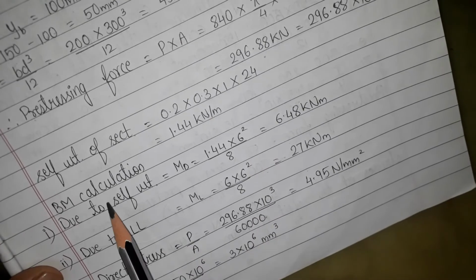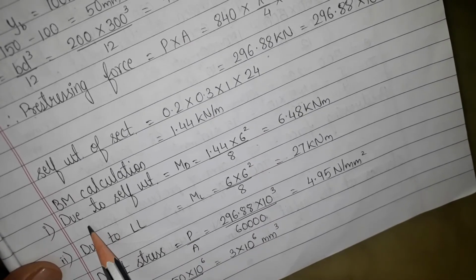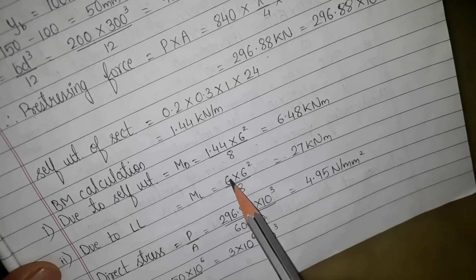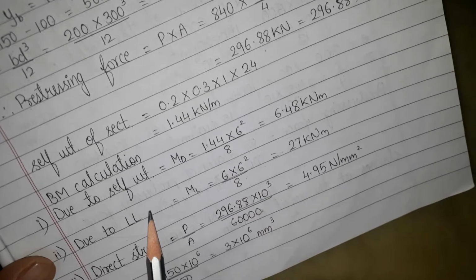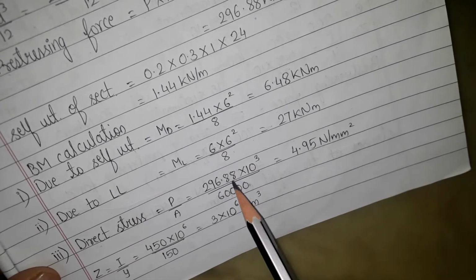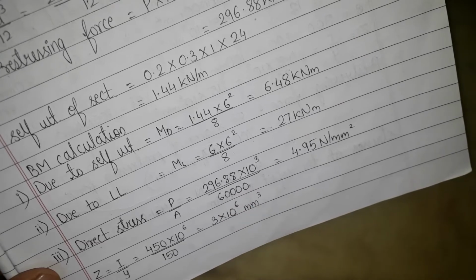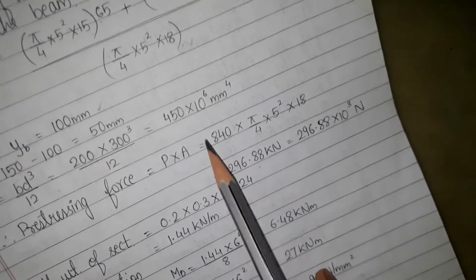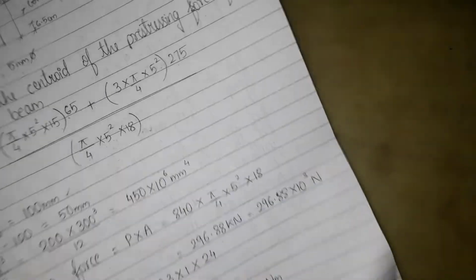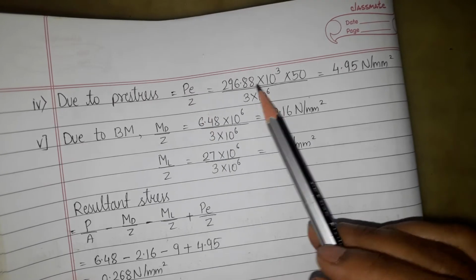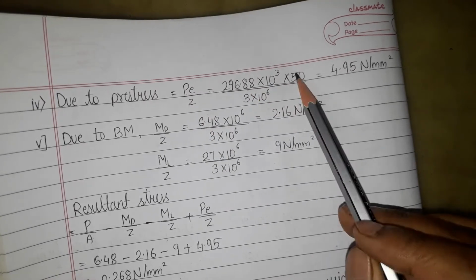Therefore the bending moment calculation: due to self weight M equals W L square by 8, due to live load again W L square by 8. The live load is given as 6. And we have the direct stress, that is P by A. P we have calculated already, so P by A, area of the section, and Z is I by Y. I we have calculated, that is BD cube by 12, I by Y. Understood? Next, due to pre-stress, P into E by Z. P and E we have calculated, E is 50, so P into E by Z.